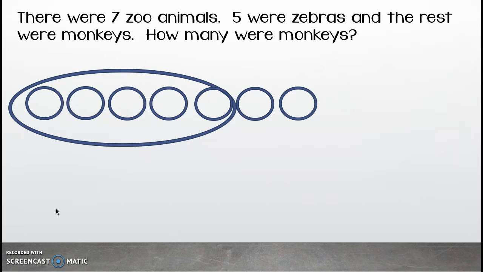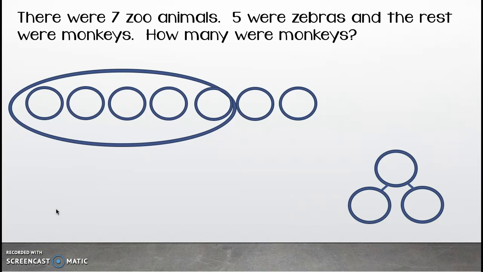Do you know how many are monkeys yet? Not really. I mean, unless we look closely at that. All right, let's put that information into our number bond. Go ahead and press pause. Put the information we know in for sure into our number bond and then press play to check yourself.